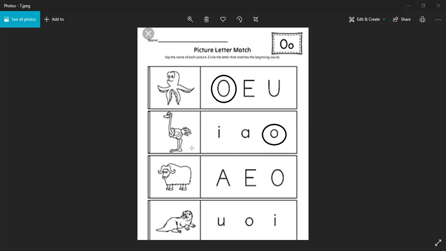Yes. What is this? Ox. Ox starts with which letter? O. This is otter. It's a water animal, right? Otter starts with letter O. Okay. Octopus starts with which letter? O. Ostrich starts with which letter? O. That ox starts with which letter? O. Otter starts with letter O. Okay, children. Understood? It's clear?